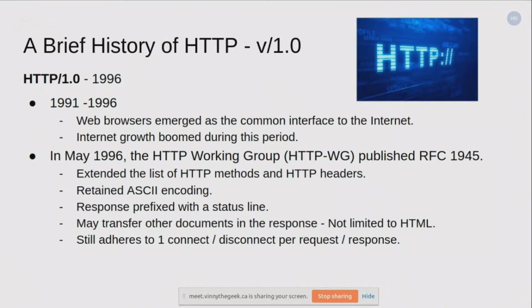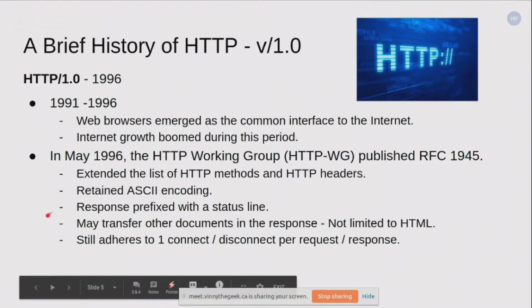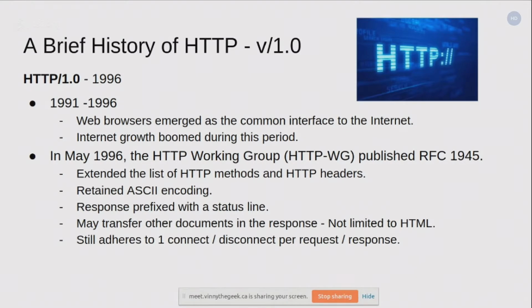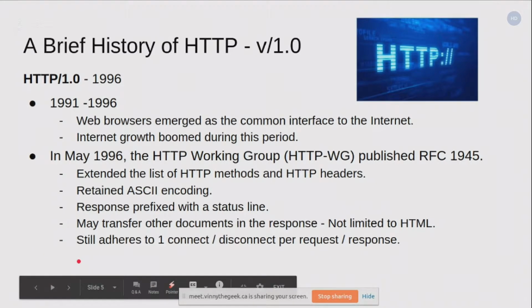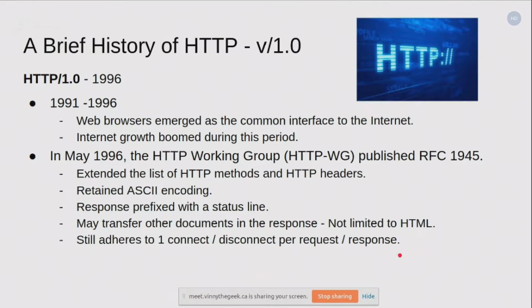They still retained the ASCII encoding. One of the things that came into play was status lines, like 404 and 200 type status codes. We'll be talking more about that in a bit. It also started to transfer more than just HTML, so other document types, such as images, could be transferred as well. One of the remaining shortcomings of HTTP version 1 was that for every TCP/IP connection, it was still one request and one response. This still limited the performance of the protocol. Any questions up to there?